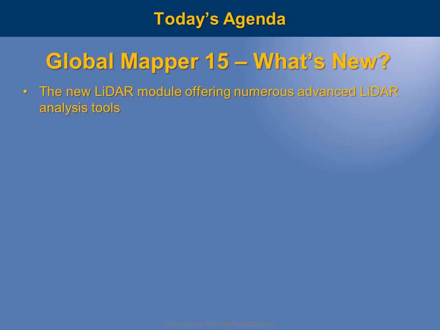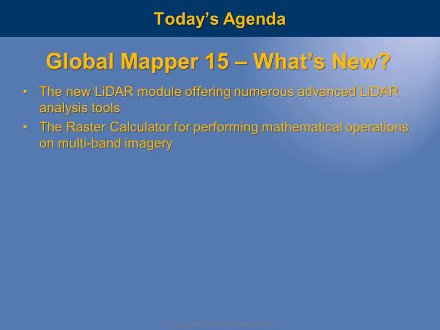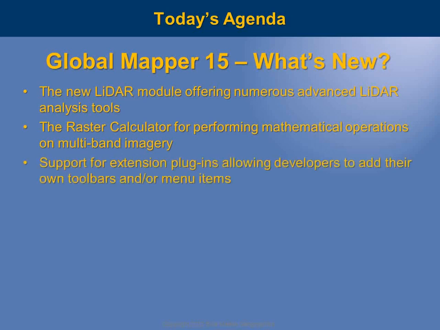We have a brand new LiDAR module. Those of you who work with LiDAR files, .las, .laz files, we have a lot of new LiDAR functionality. We're going to introduce that today. We have introduced a raster calculator. This has actually been in the development process for quite some time, finally fine-tuned and introduced into Global Mapper version 15. So we'll show you an example of using the raster calculator for performing mathematical operations on multi-band imagery.